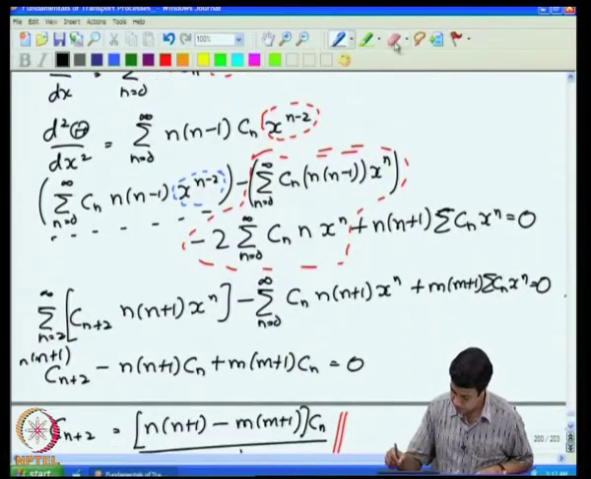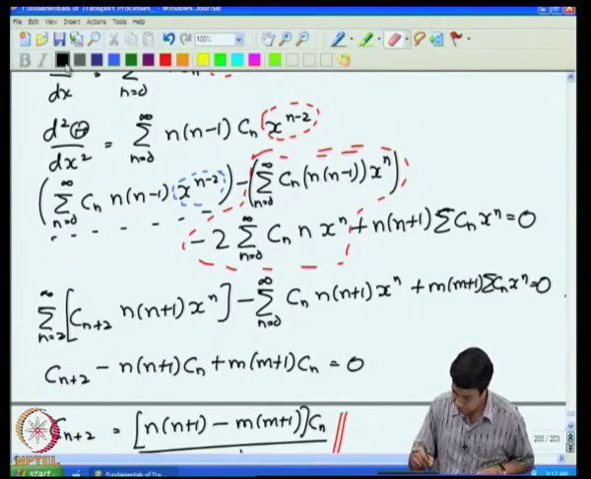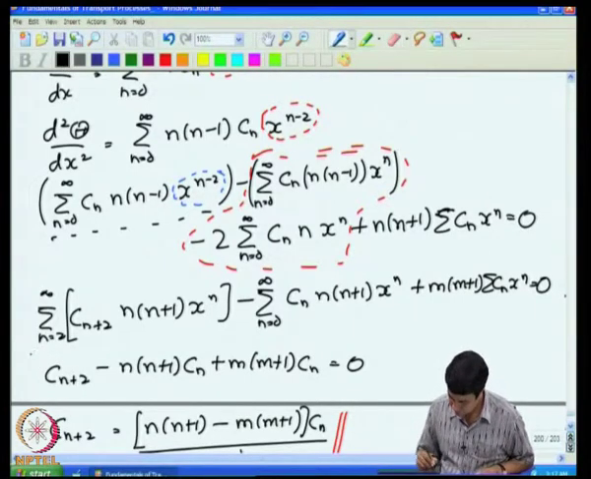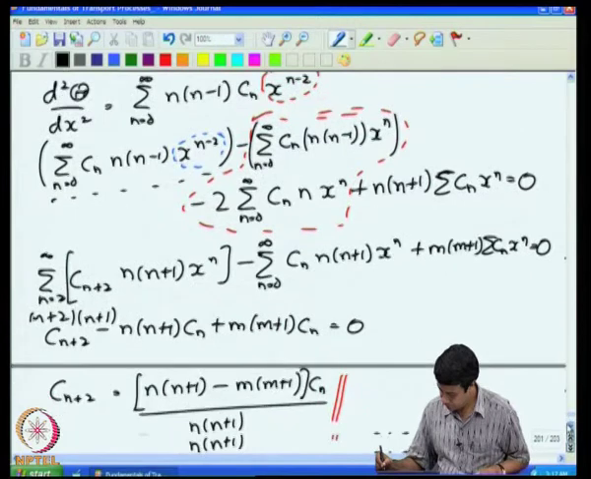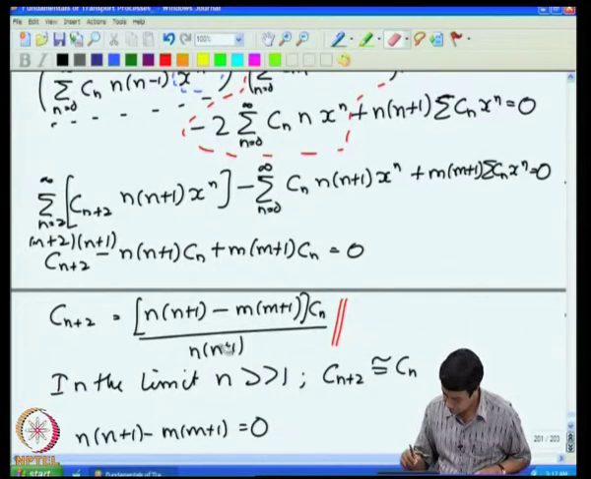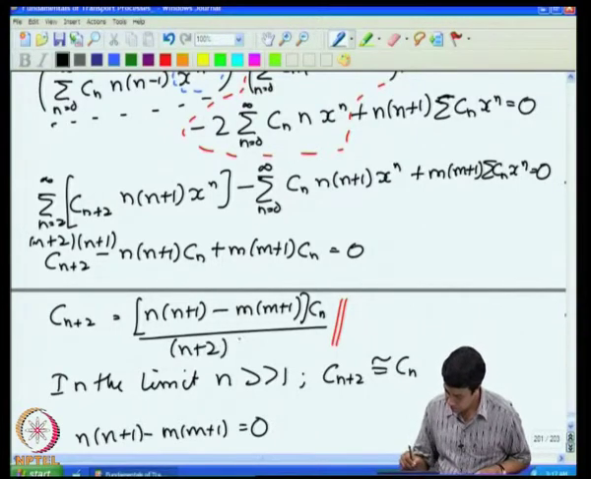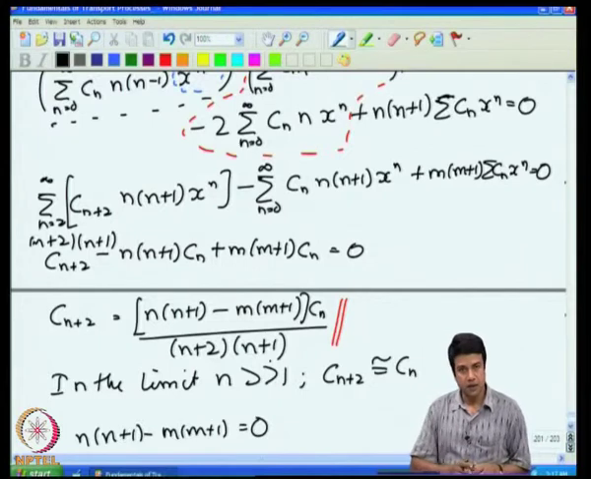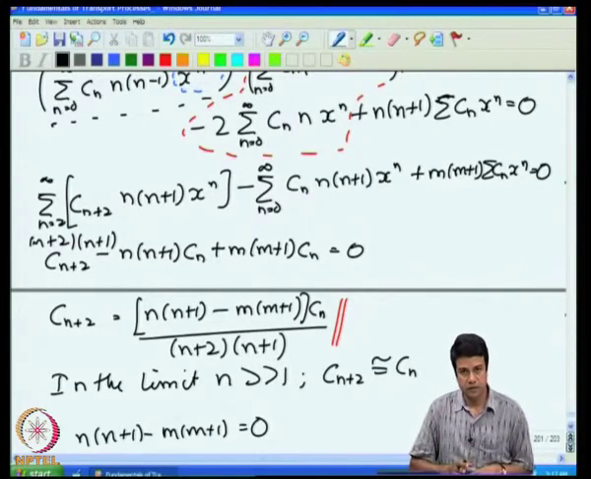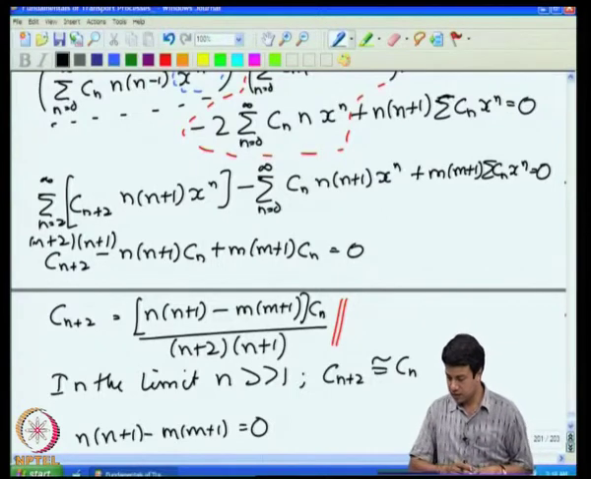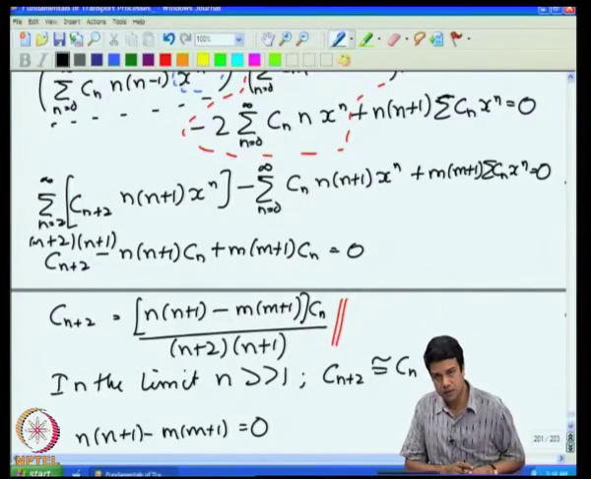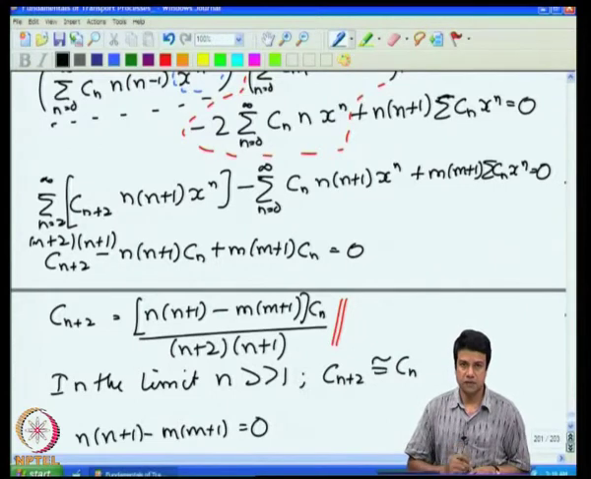Let me see, there is a mistake here. In the limit as n becomes large, the coefficients all approach the same value, because n is becoming large, m itself is finite, it is not changing very much. So, in the limit as n becomes large, all these coefficients approach a constant value.